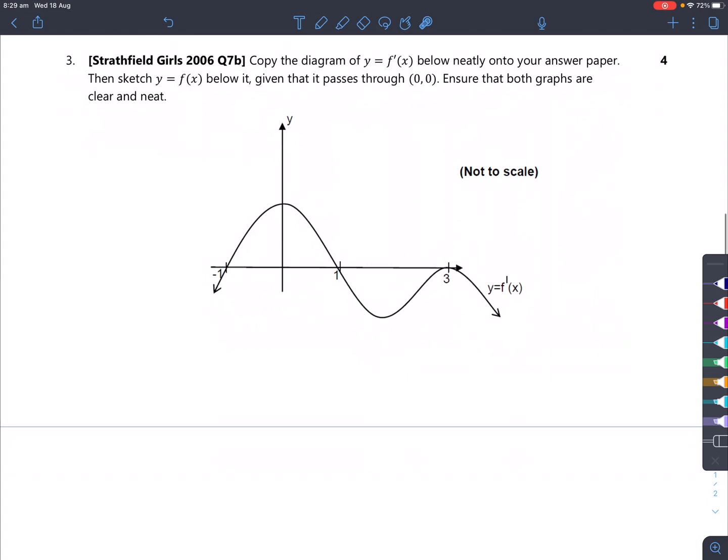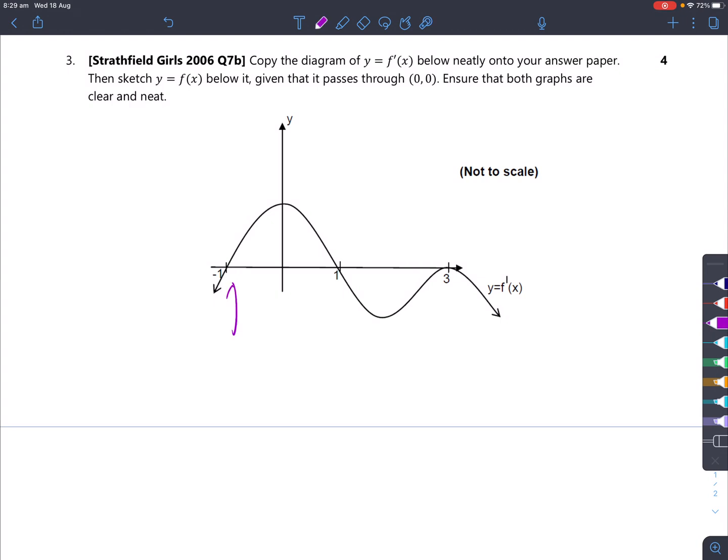Okay, this one's from Stratford Girls. Copy the diagram of y equals f dash x below neatly onto your answer paper, then sketch y equals f of x below it, given that it passes through (0, 0). Ensure that both graphs are clear and neat. So, the first thing that I'll look at is where it is equal to 0.